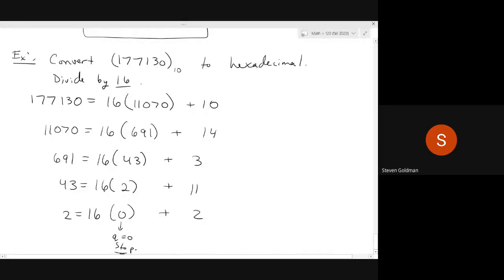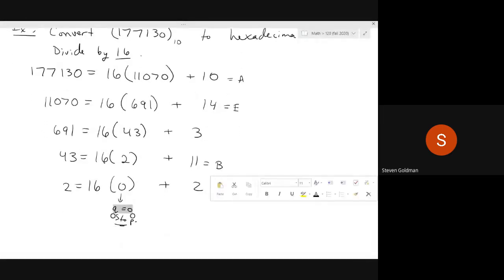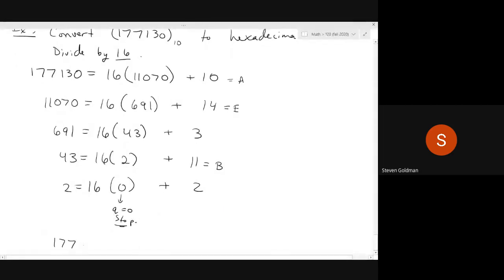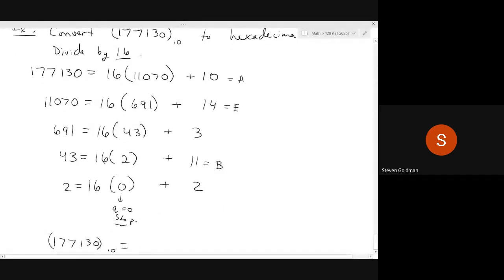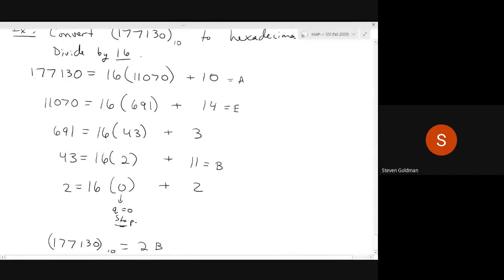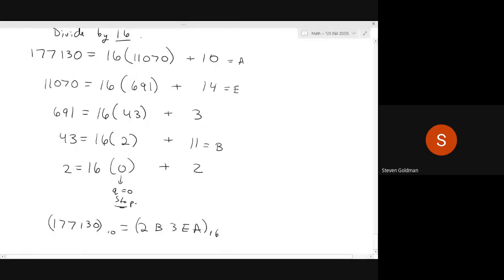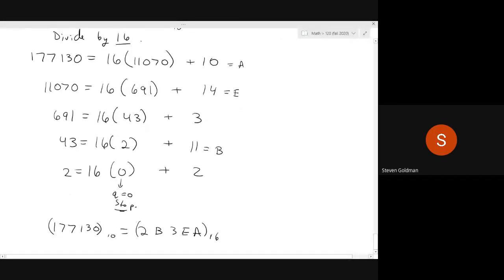Our answer will be the remainders written in reverse order. However, this is hexadecimal, so anytime I've got anything bigger than 9, I have to write it in its letter form. In hexadecimal, 11 is B, 14 we said is E, and 10 is A. So the answer is that 177130 in base 10 in hexadecimal is 2B3EA. So that here would be our answer.